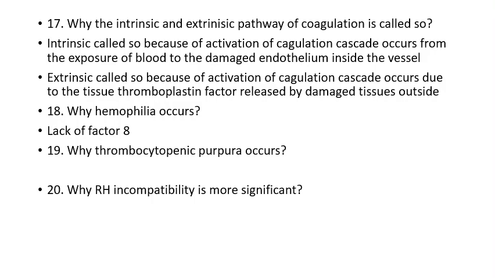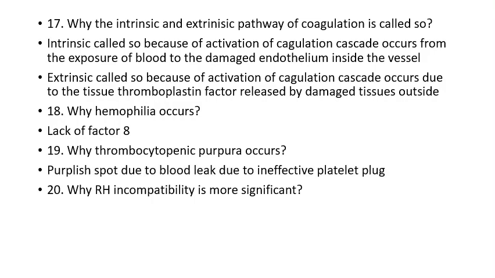Why does thrombocytopenic purpura occur? Purpura means purplish spots, and thrombocytopenia means low platelet count. It is due to the blood leak from the ineffective platelet plug, because the platelet count is less and blood will be leaking, and due to the leakage of blood, bilirubin and biliverdin will be formed, and that forms the purplish spots.